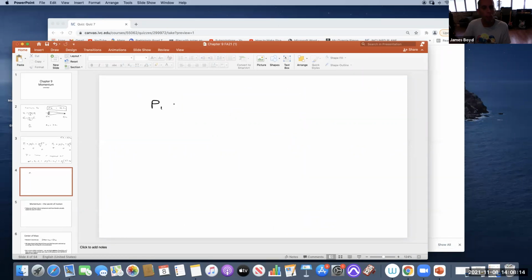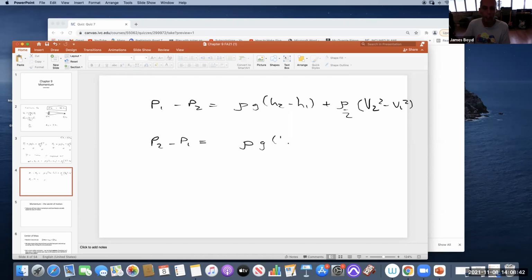So we have P1 minus P2 is rho G times H2 minus H1, plus rho over 2, where rho is the density of the fluid, water in this case, times V2 squared minus V1 squared, okay? And if we know that this goes up, we can actually flip this around. P2 minus P1 is equal to rho G times H1 minus H2 plus rho over 2 times V1 squared minus V2 squared.